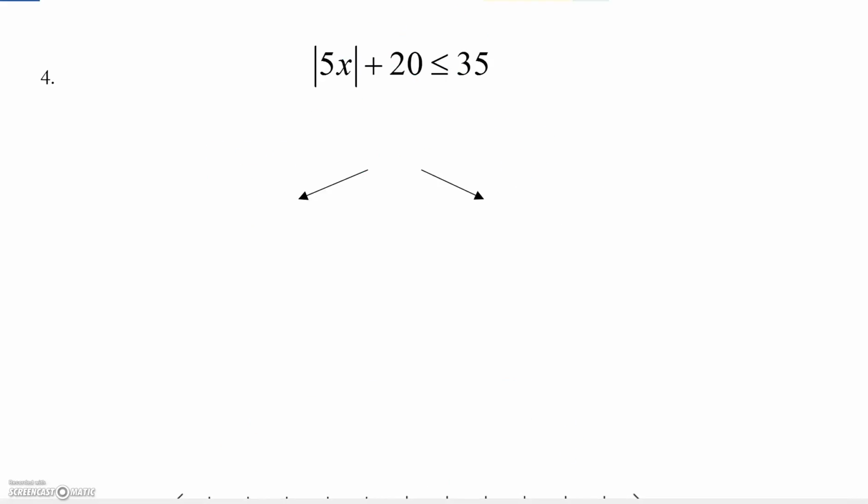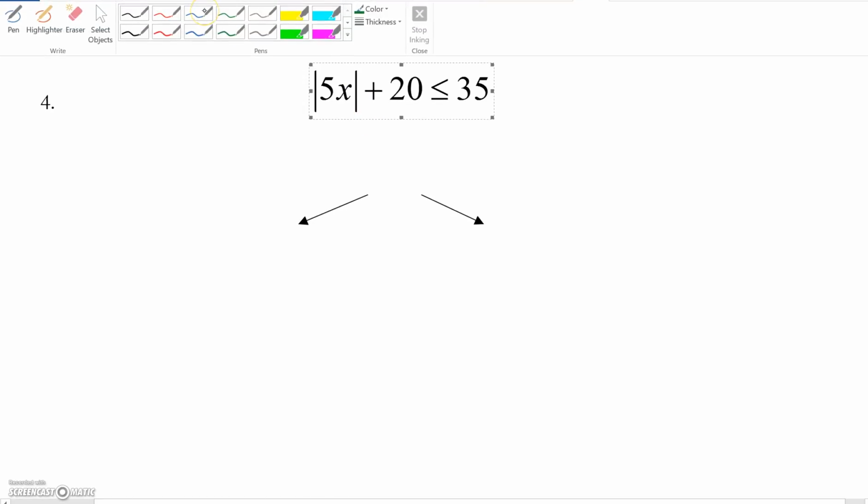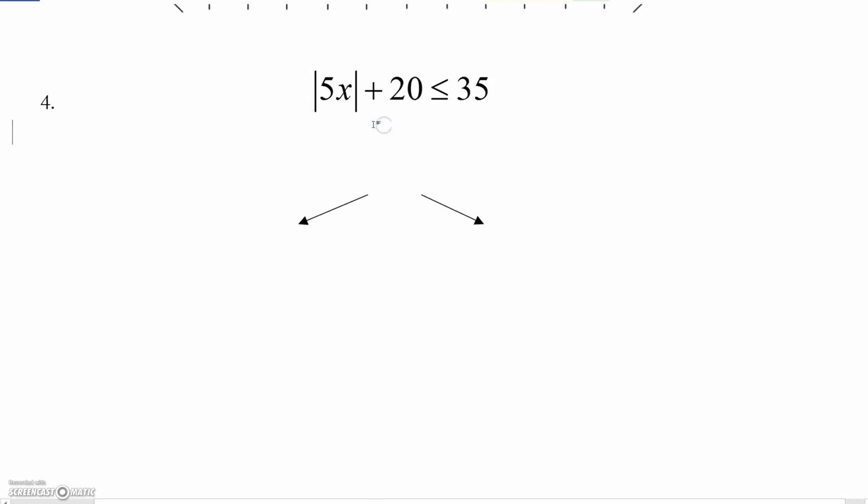We're going to tackle number 4 now, so I skipped a few obviously. And again, the first step is to isolate the absolute value, so I'm going to subtract negative 20 here. I'm having a little bit of trouble here with the technology. Come on, there we go. Subtract negative 20. And that gives us absolute value of 5x less than or equal to 35 minus 20 is 15.